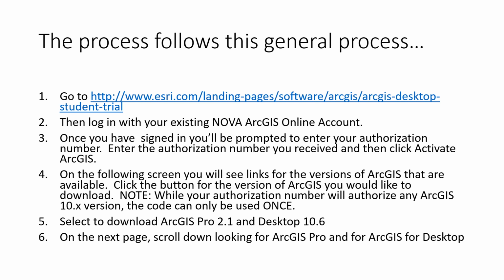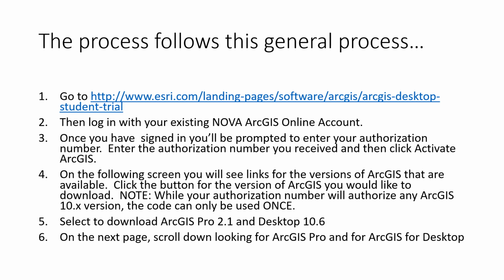Once you're there, it asks you to log in with your Nova ArcGIS Online account. Well, with an ArcGIS Online account, but you're going to use the one from Nova. It'll then sign you in. At some point, it'll ask you to enter your authorization number. That's the EVA code, the code that I send you in the email. It starts off EVA followed by some numbers. You'll put that in and then click activate.